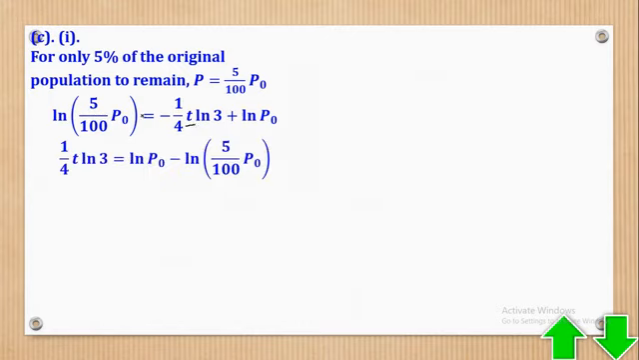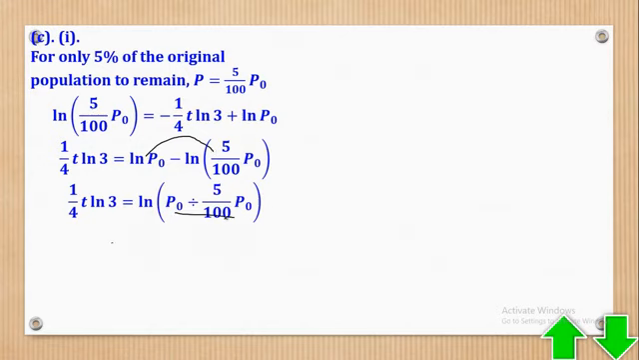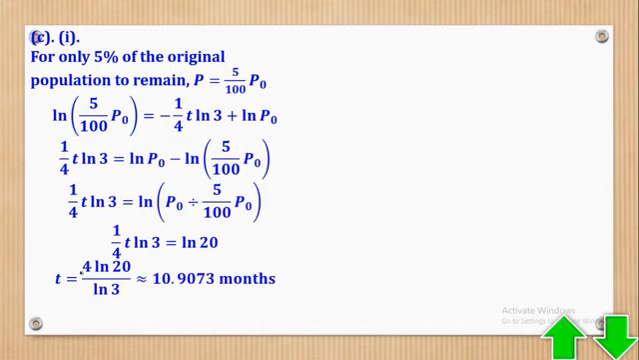So I have to look for a way of making t the subject. So when I take this one this side, and this one goes this side, I'll come up with this equal to that. Then this and this is the same as this division, therefore I remain with this. So to make t the subject, it will become 4 ln 20 over ln 3, which is 10.9037 months. So that was Roman 1. What about Roman 2?